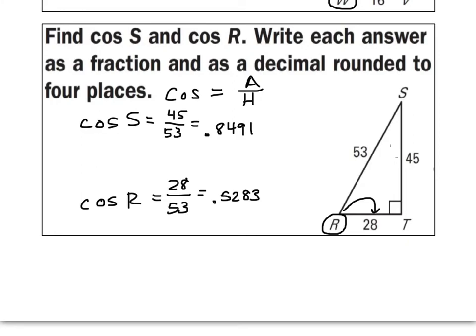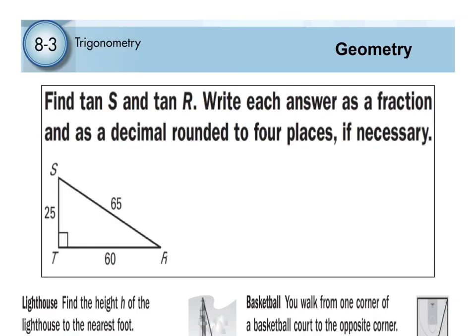Okay, so now let's take a look at the tangent. In this case, the tangent we want is opposite over adjacent. So we want the tangent of angle S and the tangent of angle R. Again, pause the video, see if you can come up with these two decimals, and then hit play.